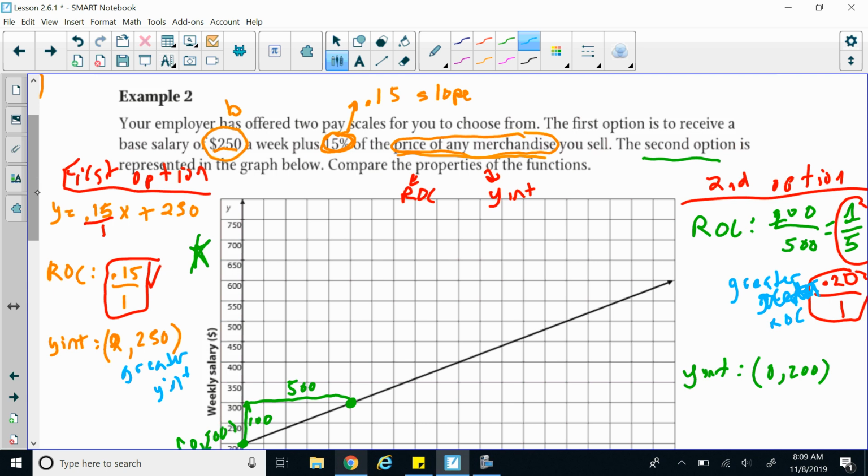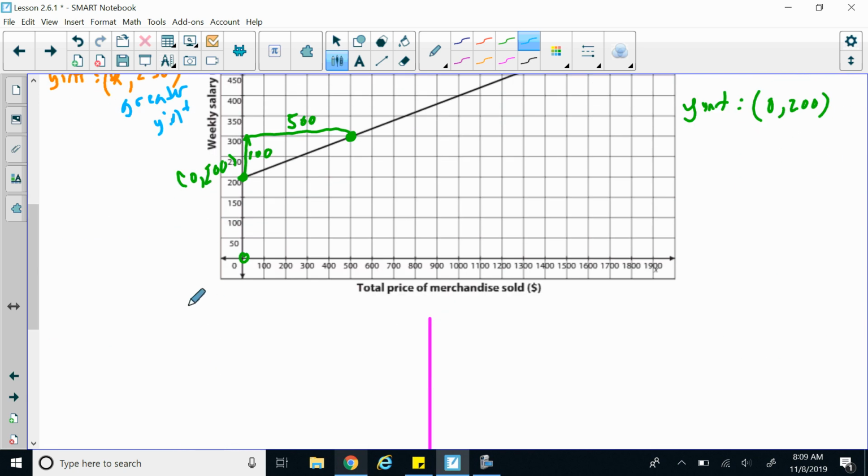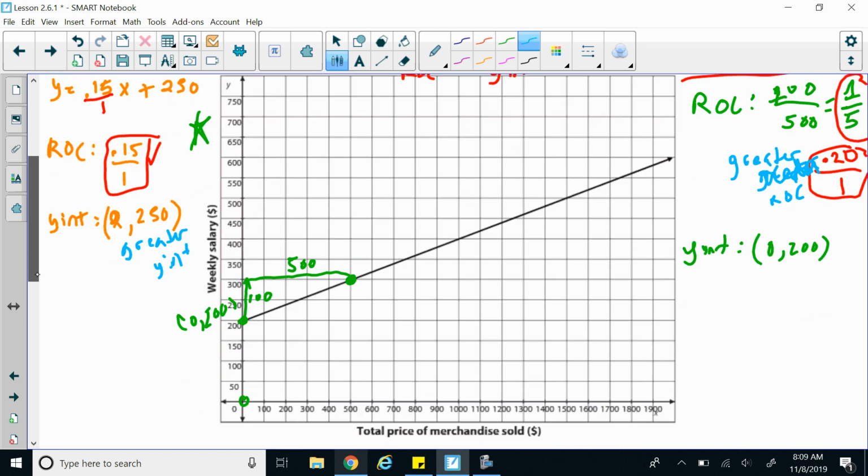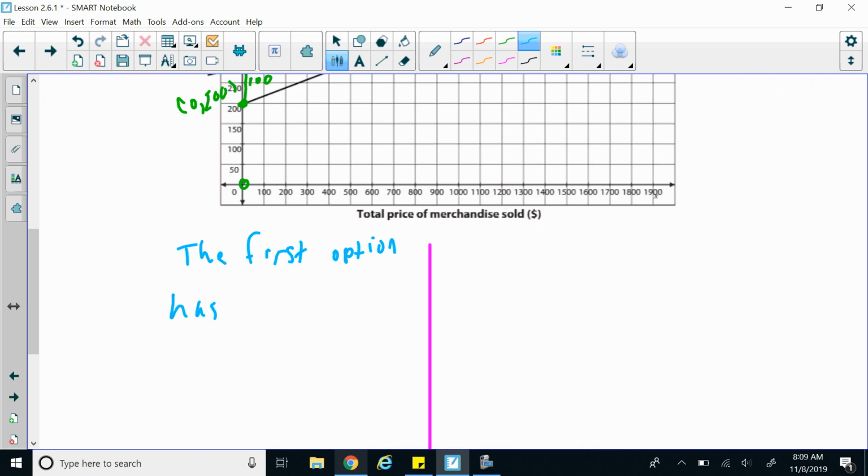So what we'll do is at the bottom, we're going to compare. So the first option, which is over here, has a greater y-intercept. A greater y-intercept of 0, 50. All right, and that's your starting amount. So you're starting with more money.